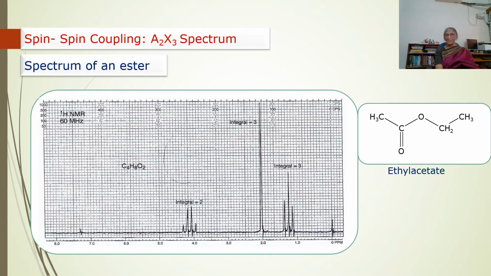Now you can see here that methylene protons are deshielded protons because they are present next to oxygen, which is highly electronegative. Methyl protons are slightly deshielded because of the anisotropic effect of the carbonyl group. So in this manner, we can interpret the NMR spectrum.